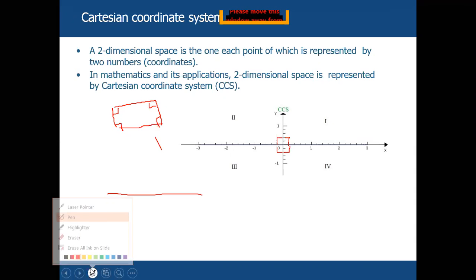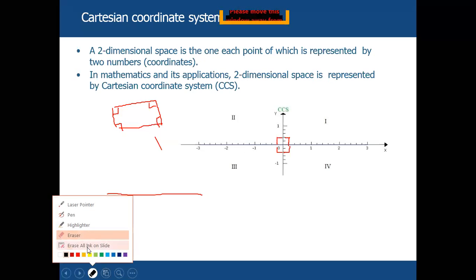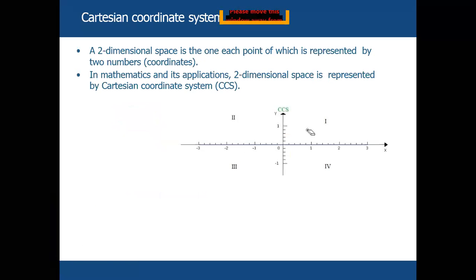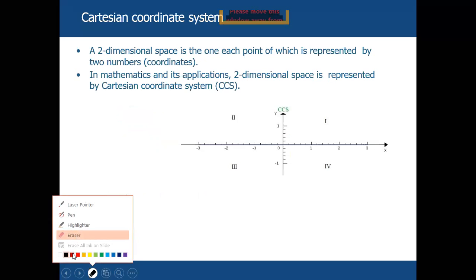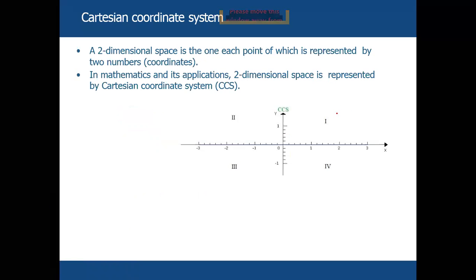In the Cartesian coordinate system there are four quadrants. This one is the first one. Let me write. Okay, this one is the first quadrant, second quadrant, third quadrant, and fourth quadrant. This one is X, this one is Y, with negative x and negative y.